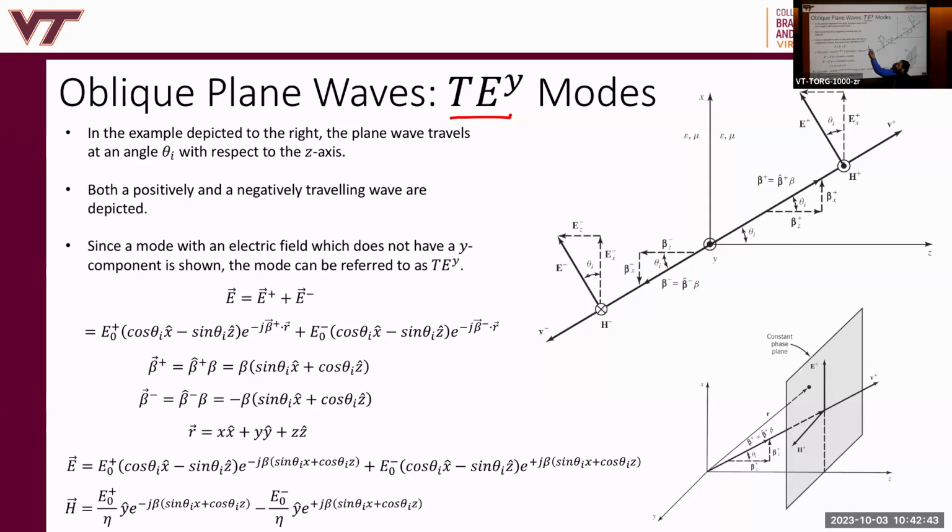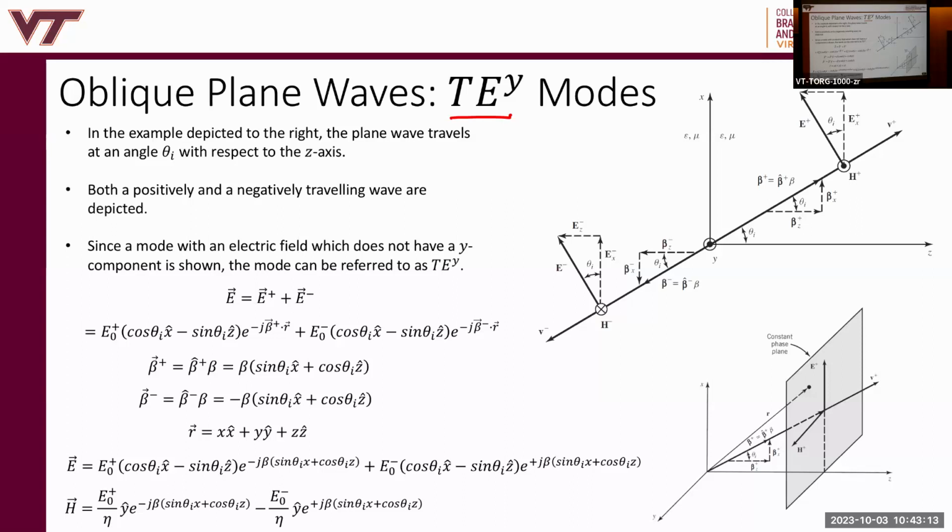So what does that mean? Where's the electric field? It's orthogonal to Y. TE to Y means the electric field is orthogonal to the Y direction, right? The Y direction's in and out of the board. So the TE to Y mode has H in the Y direction and E is orthogonal to Y, so E is in the plane. So TE to Y, yeah? All right. Okay, so E is in the XZ plane.